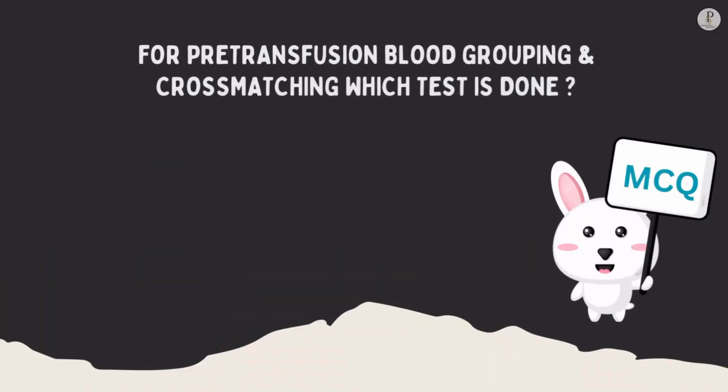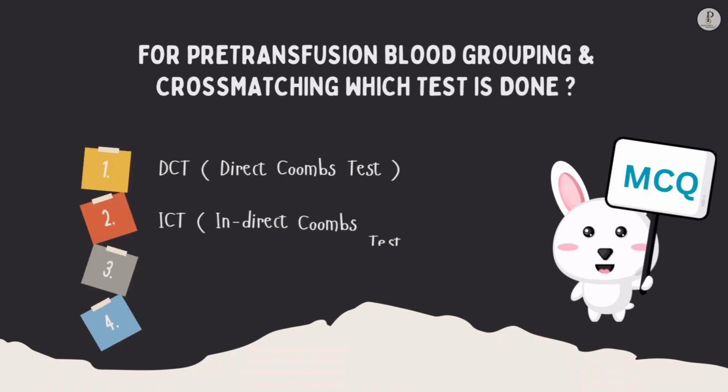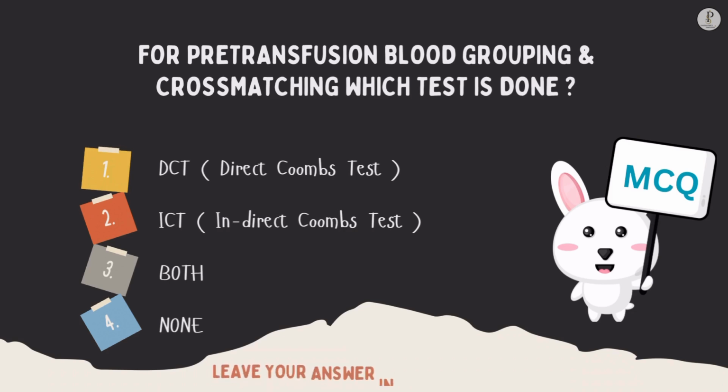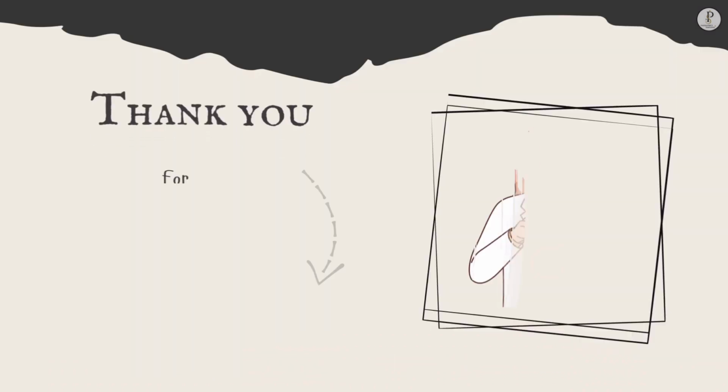Today's MCQ. For pre-transfusion blood grouping and cross-matching, which test is done? DCT or direct COOMBS test? ICT or indirect COOMBS test? Both? None? Leave your answer in the comment box below.